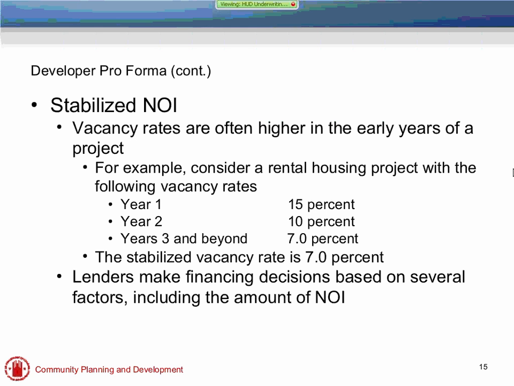So in this particular example, we're saying that the project's going to stabilize at their stabilized vacancy rate in year 3. Well, the lenders are making their financing decisions based on a lot of different factors, but it really is part of the amount of the NOI. And the reason stabilized NOI is so important is because you can't look at your pro forma in year 1 and consider that stabilized NOI, because if you see here in this example, that's a 15% vacancy rate. That's not our stabilized number.